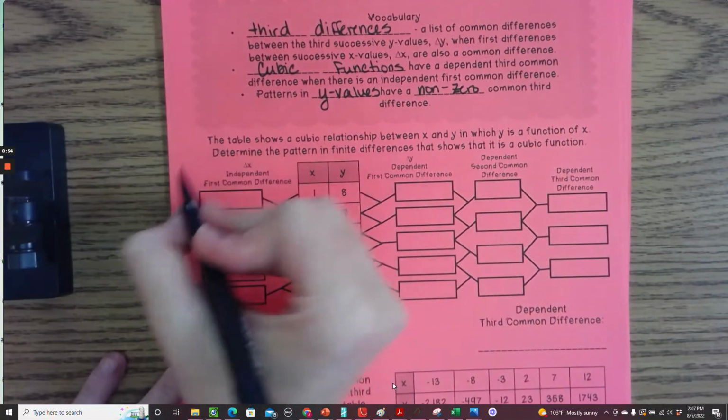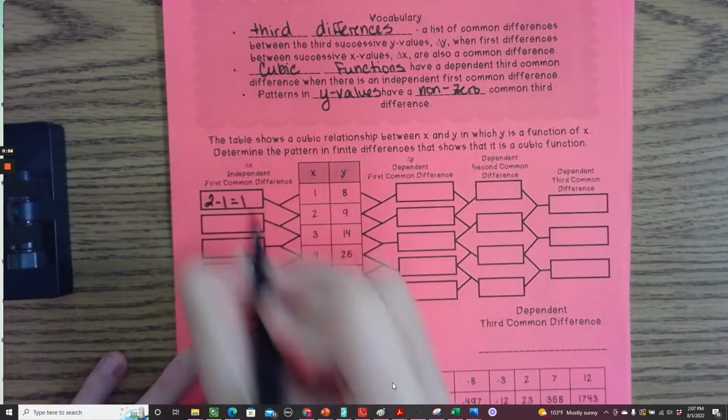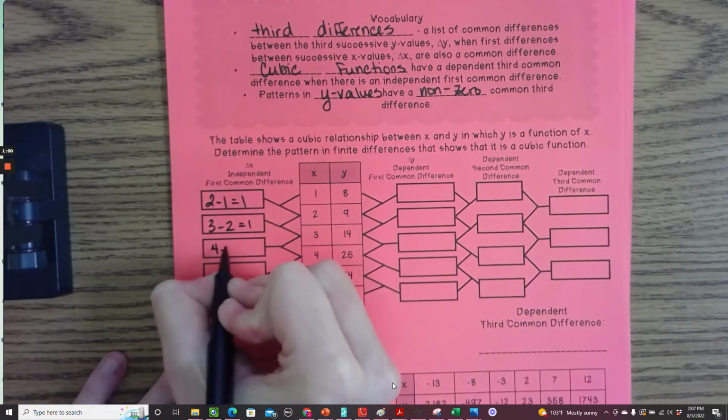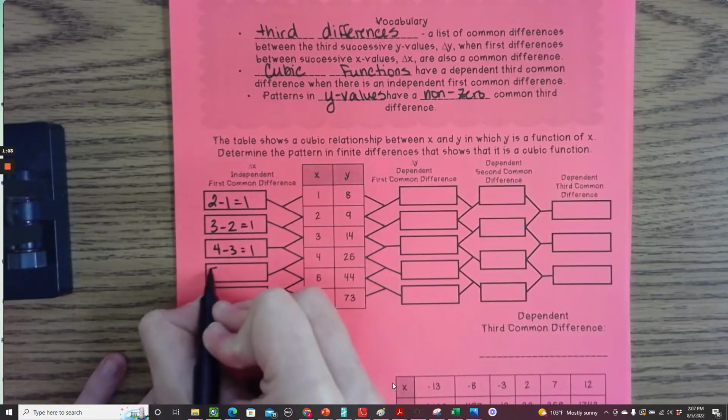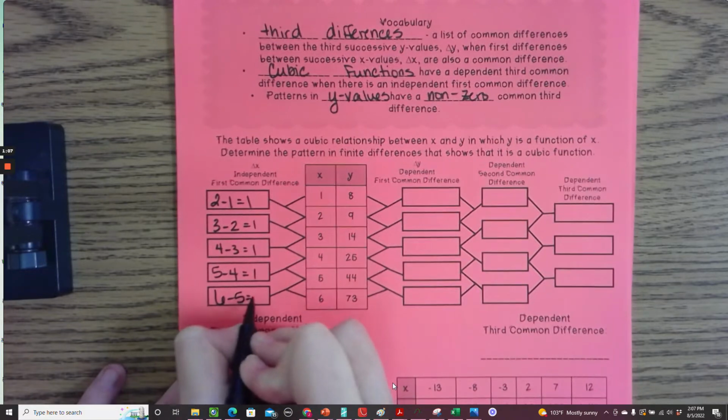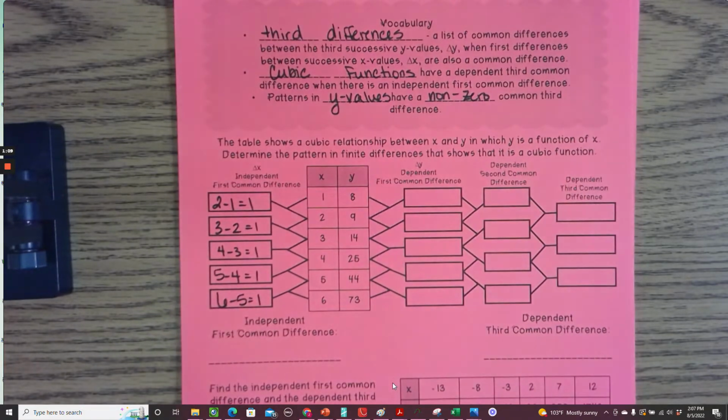2 minus 1 equals 1. 3 minus 2 equals 1. 4 minus 3 equals 1. 5 minus 4 equals 1. 6 minus 5 equals 1. I have an independent first common difference. Now I've got to go to the dependent side.